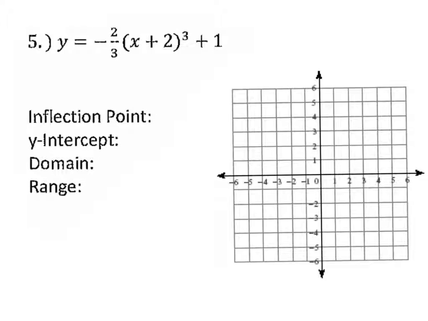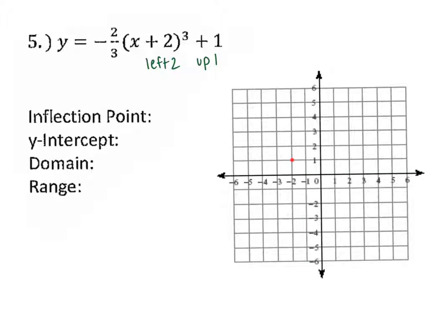Okay, so we are at number 5 now, and we need to graph this function, so we always start with the inflection point. So looking inside the parentheses here, if we have a positive 2 on the inside, we are going to be shifting left 2 units, and if we have a positive 1 on the outside, so outside the parentheses, we're going to be shifting up 1 unit.